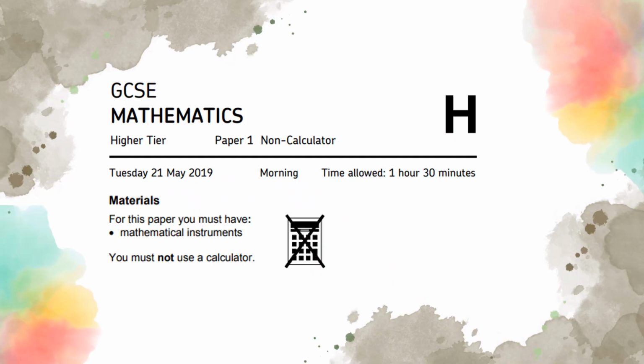Today we are going to go through June 2019 Higher Paper 1, which means that we're not going to use the calculator. This video is only going to go through the first half of the paper, which is question 1 to question 14, and our next video is going to carry on from question 15 to question 27.